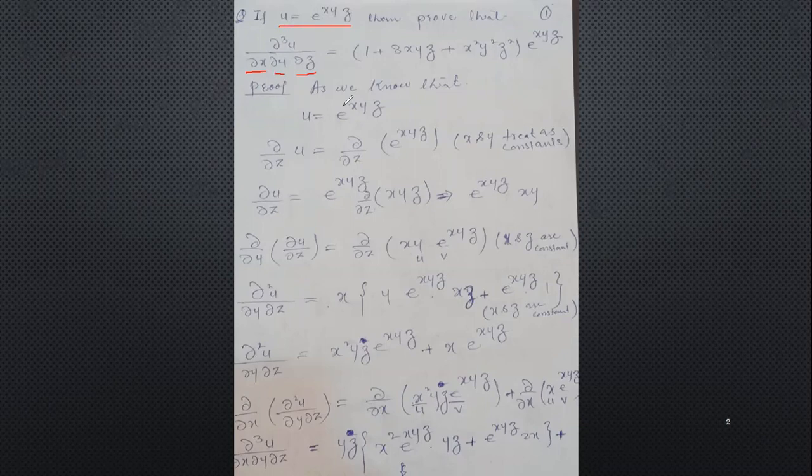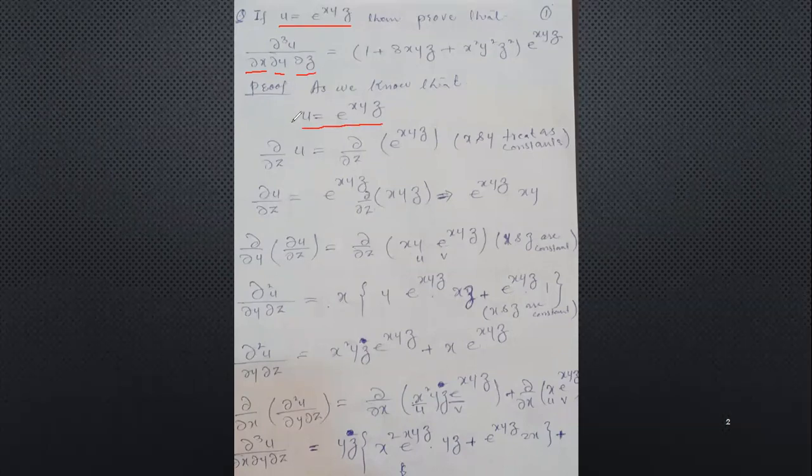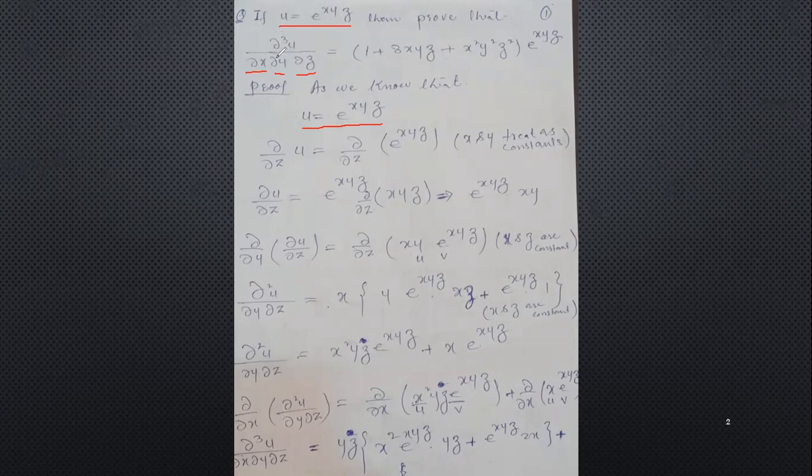According to the condition in the given question, u is equal to e power x into y into z. This condition we have, and we have to prove that the third derivation of u with respect to z, with respect to y, with respect to x equals this whole term.